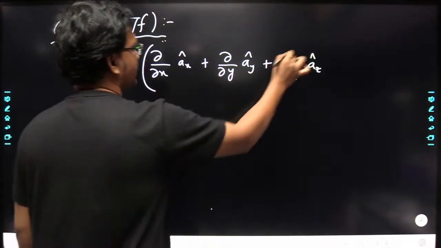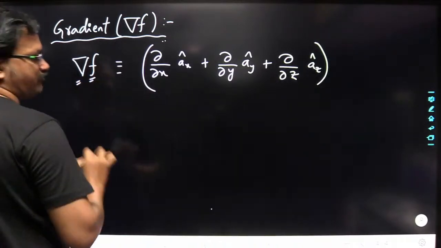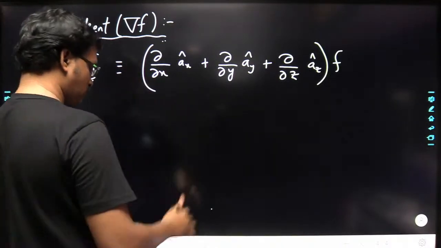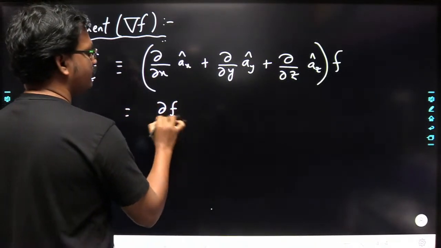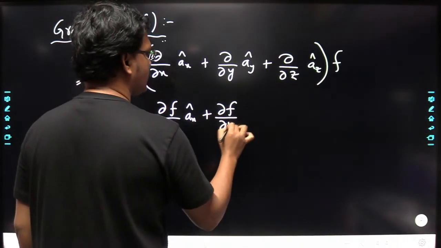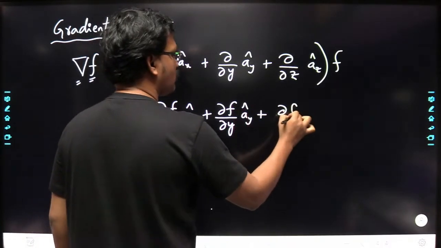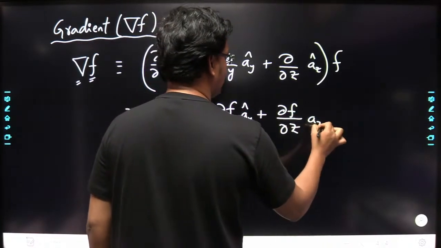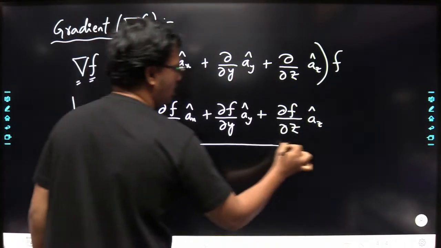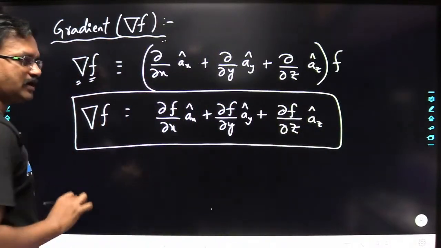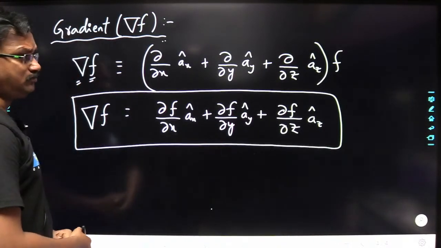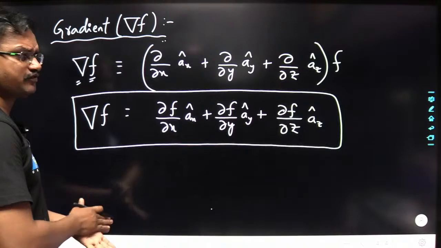This del is multiplied by f, that is the scalar function f. If you multiply with f, what are you going to get? You are going to get dou f by dou x ax cap plus dou f by dou y ay cap plus dou f by dou z az cap. This is the mathematical representation of gradient of f.